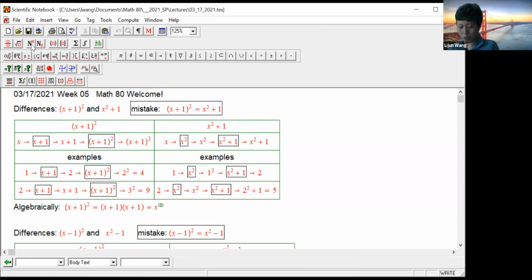You should get x squared plus 2x plus 1. Okay, if you FOIL this, x plus 1 squared is x squared plus 2x plus 1. And the other side is x squared plus 1. There's an extra term. Okay, so this is correct.